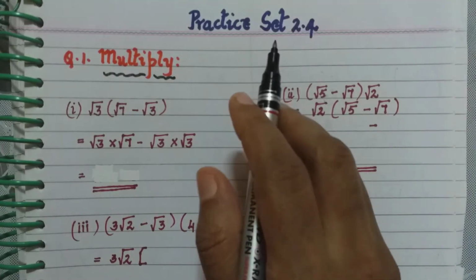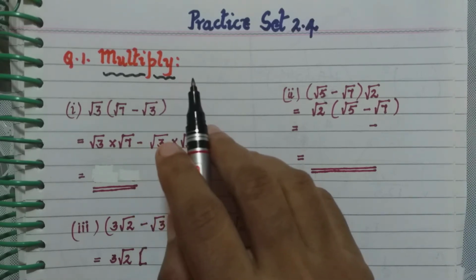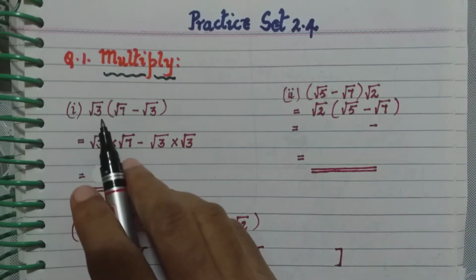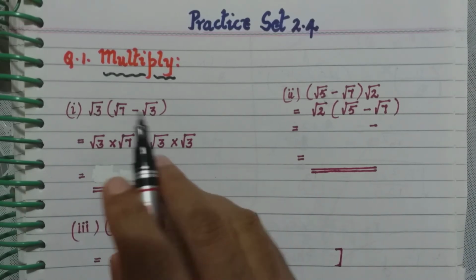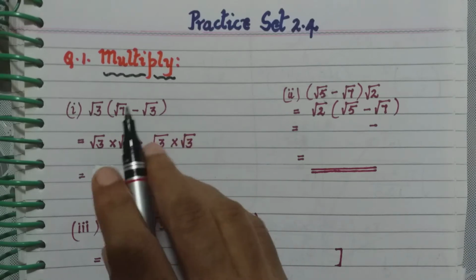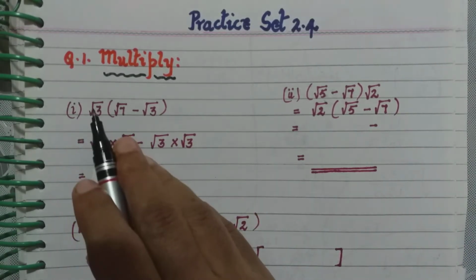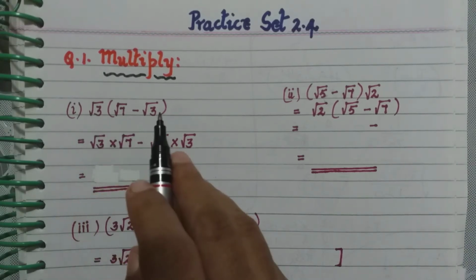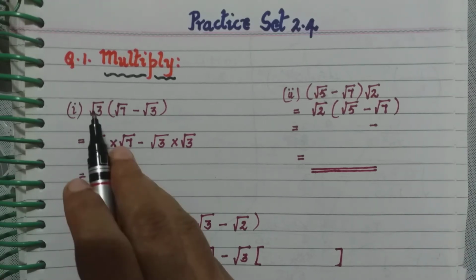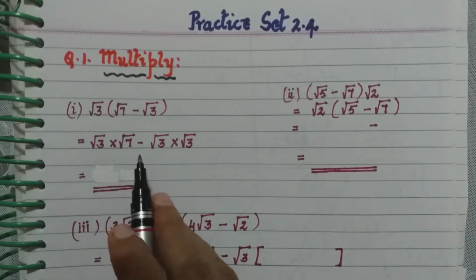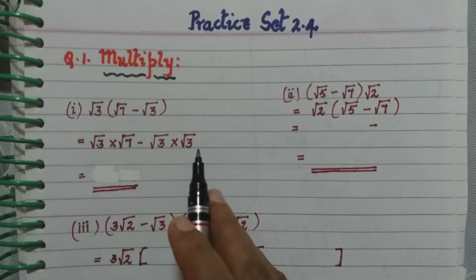Now we go to practice set 2.4 question 1, which states to multiply. You see here there is root 3 bracket root 7 minus root 3. Here there is one term and here there are two terms inside the bracket. So when I have to multiply, I'll take the single term and multiply with each of the terms inside the bracket. So there I have root 3 into root 7 minus root 3 into root 3.